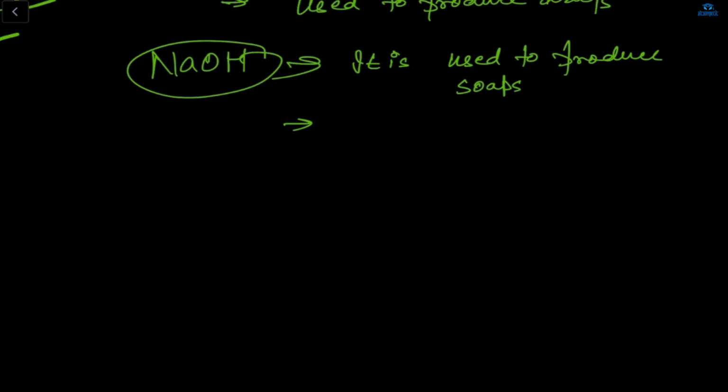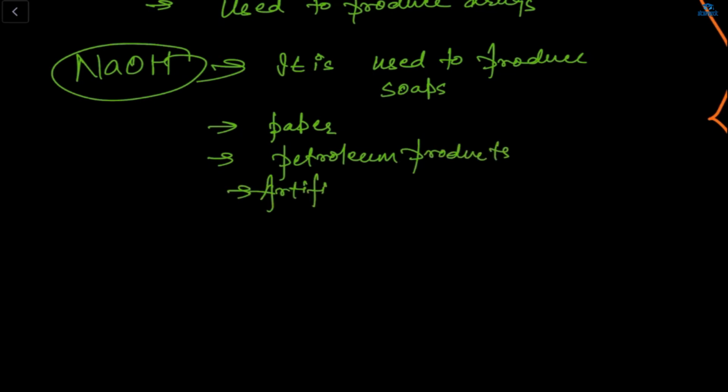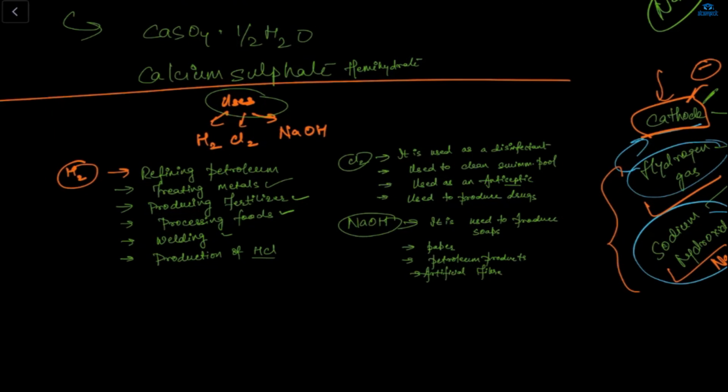Okay. So first of all, it is used to produce soaps. Next is it is used to produce paper also. Sodium hydroxide. Third one is petroleum products, and the fourth one is artificial fiber. So the uses of these three are done. Means common salt is done. One more thing is there.